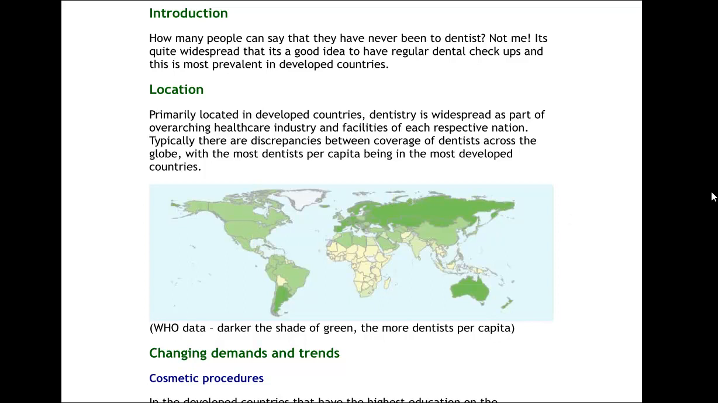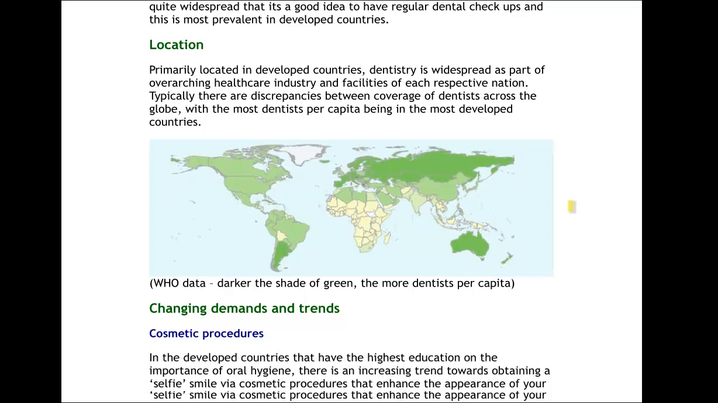As you can see, the darker the shade of green, the more dentists per 1,000 people there are as part of the WHO data. Surprisingly, some developed nations have fewer dentists than maybe they'd like, but typically you can see the white or the sort of pale colours are all going to be in countries that have a lesser development, and hopefully over time they will get more dental care.